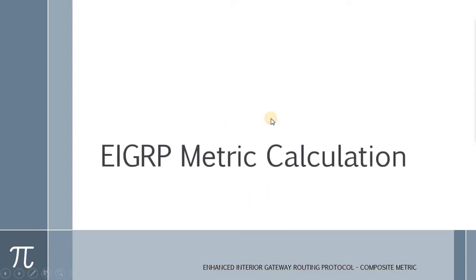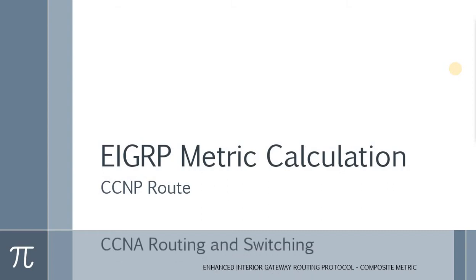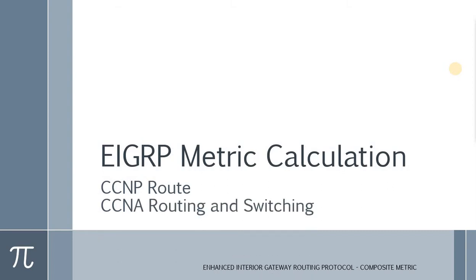Today we will discuss EIGRP metric calculations, which is a very useful topic when you are doing CCNP Route. There is a lot more covered in CCNP Route, whereas in CCNA Routing and Switching fewer topics are covered. When you are doing routing and switching, you should know how the EIGRP metric calculation happens. This metric calculation plays a very important role while selecting routes among multiple routes to a destination.